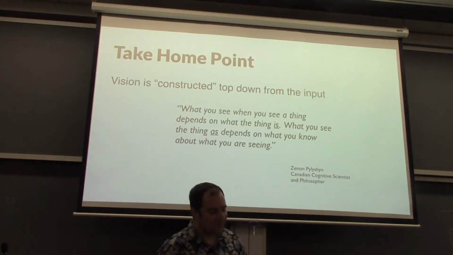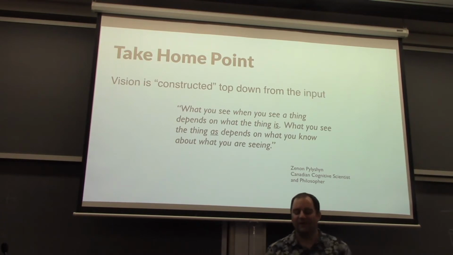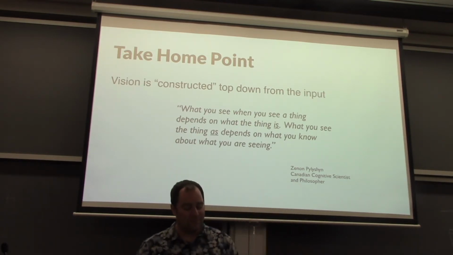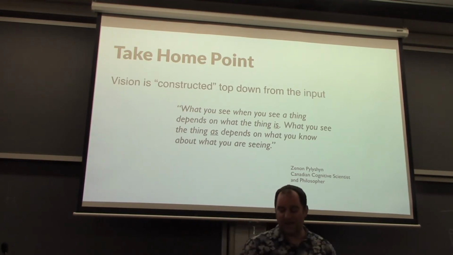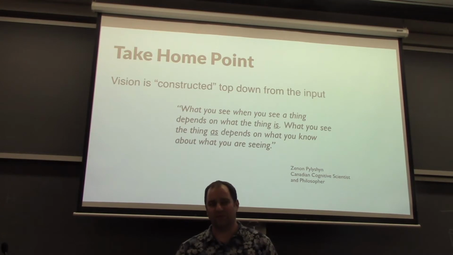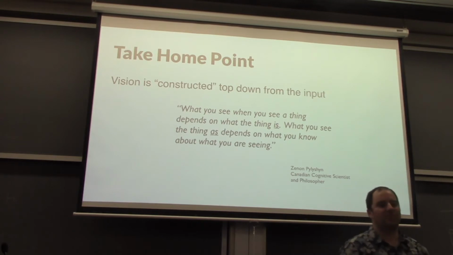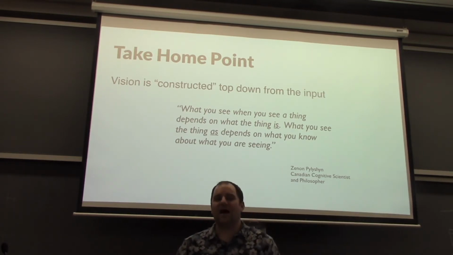So why am I showing you this? The take-home point here is that vision is constructed top down from the input. What you see, when you see a thing, depends on what the thing is. What you see the thing as depends on what you know about what you're seeing. So our perception is not independent of our understanding of the world. We have these priors, these assumptions that we rely on to make inferences, and you'll see many other examples in this lecture.